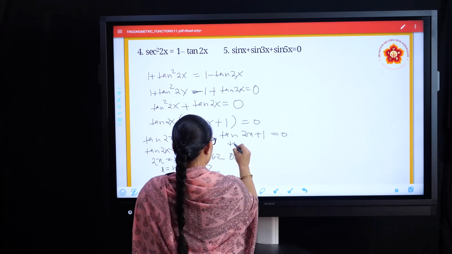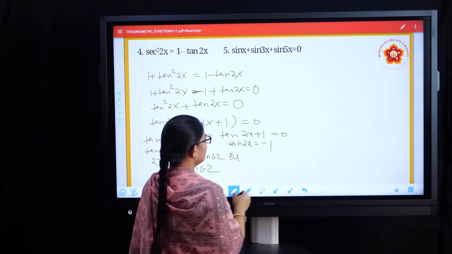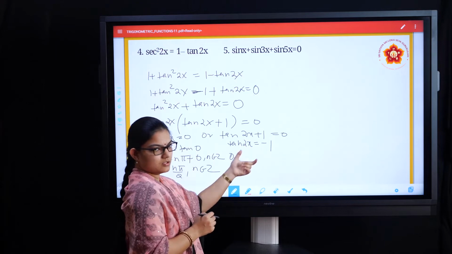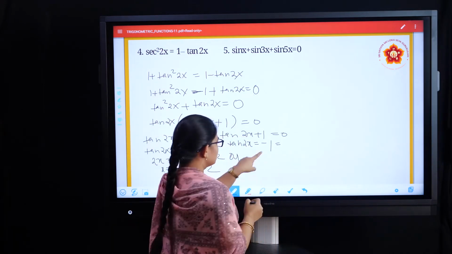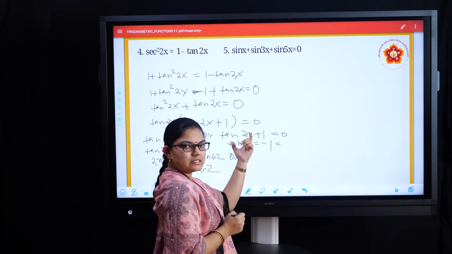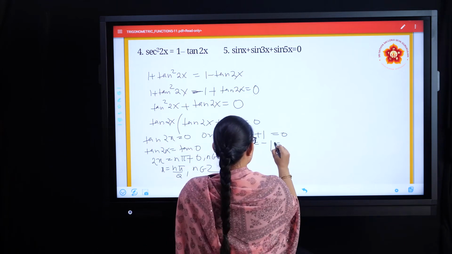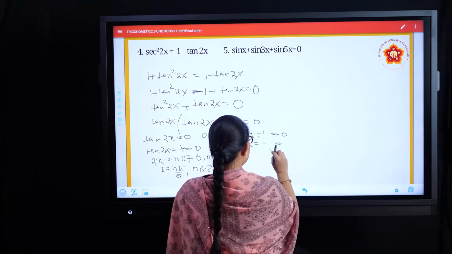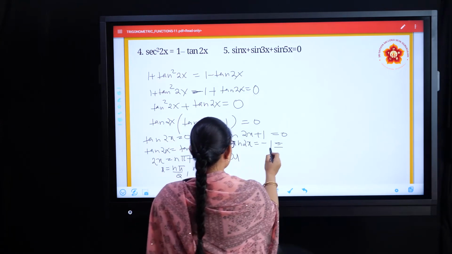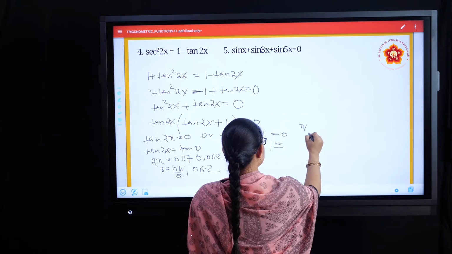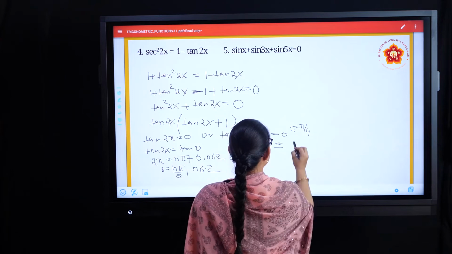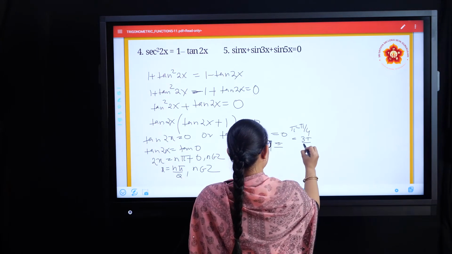So tan 2x is equal to minus 1. So tan of any angle is minus 1, how can we express this? So tan pi by 4 is 1. But we will need a negative value, and tan is negative in the second quadrant. So let us bring a second quadrant angle. So pi by 4 in the second quadrant is pi minus pi by 4, which is nothing but 3 pi by 4.